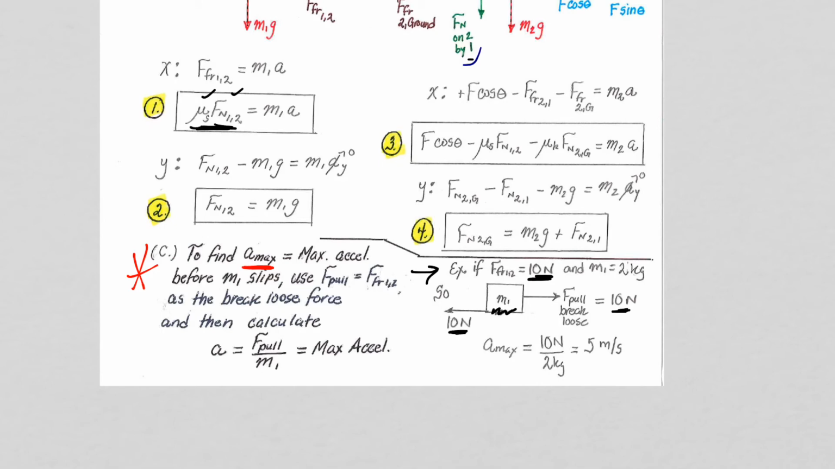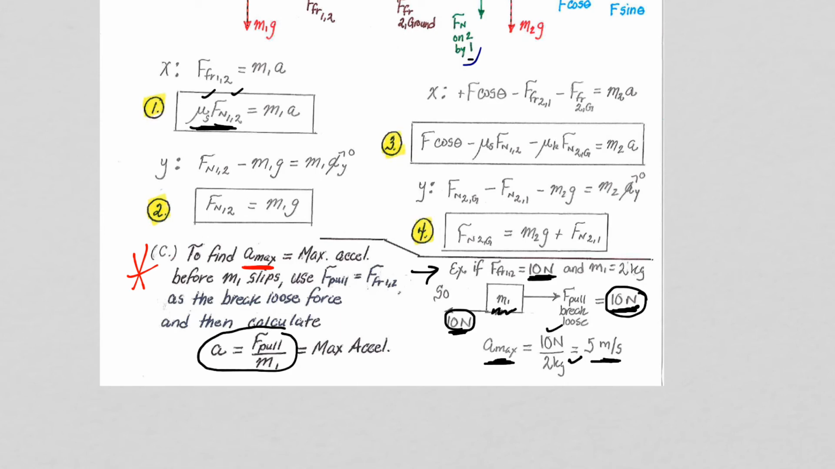7 newtons, actual 7. If I get up to 10 point anything, 10 plus a smidge, right? The maximum static frictional force is 10 newtons, and at that point M1 breaks loose. So the way you get the maximum acceleration is you look at having a force of 10 pulling forward, right? And use the mass of M1 and calculate the acceleration just from F equals ma, right? So that would tell me the maximum acceleration is 5 meters per second squared.